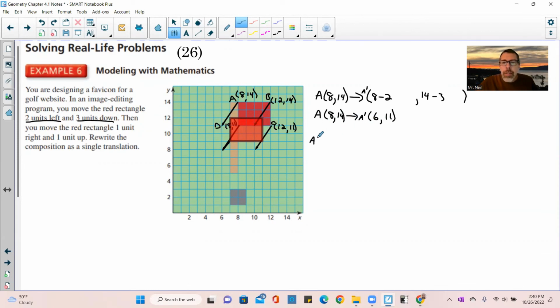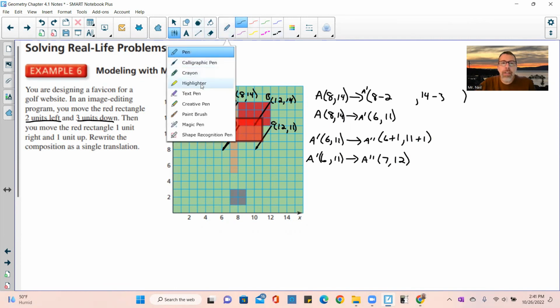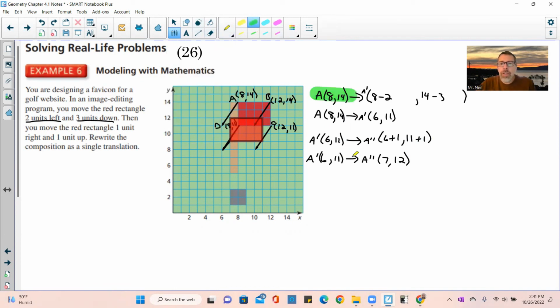But then I need to take A prime, which was (6, 11), and move that to A double prime, which is 1 unit right, 1 unit up, which would be 6 plus 1, 11 plus 1. So A double prime is going to become (7, 12). Okay? And that's where it ended up. Over 7, up 12 is right there. And sure enough, that's where it is. So what I want to do now is I'm going to highlight. A started right here. And A double prime ended up here.